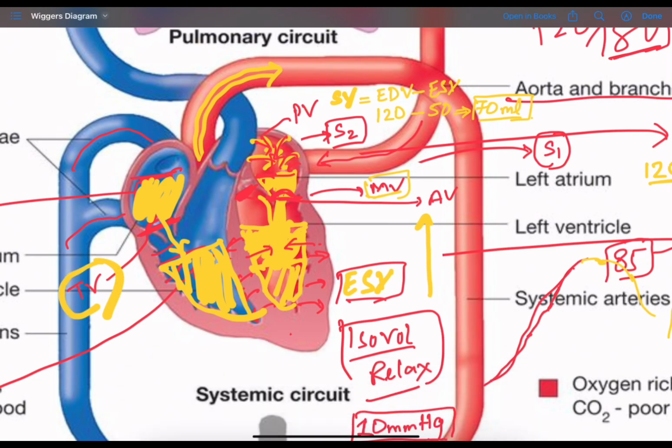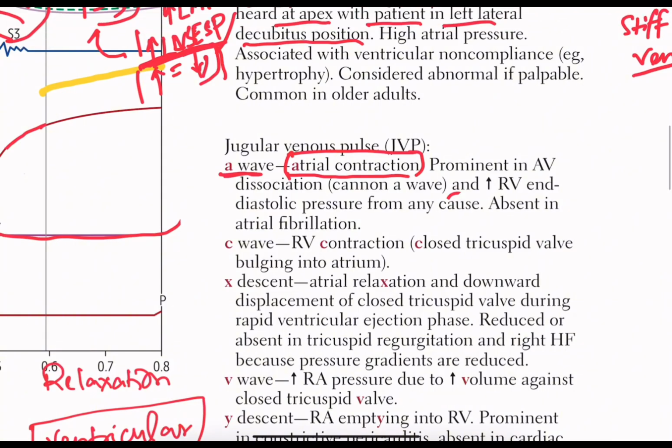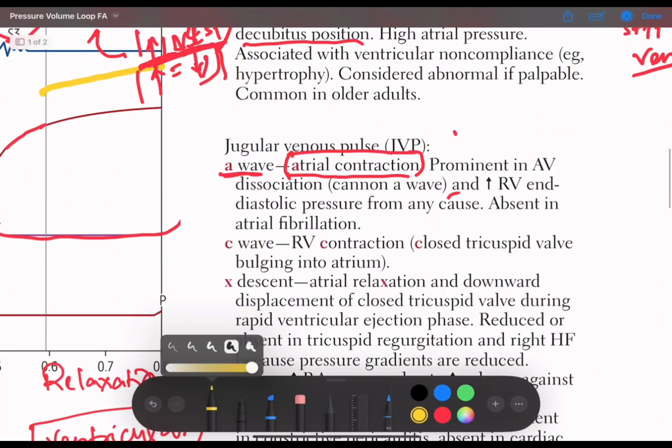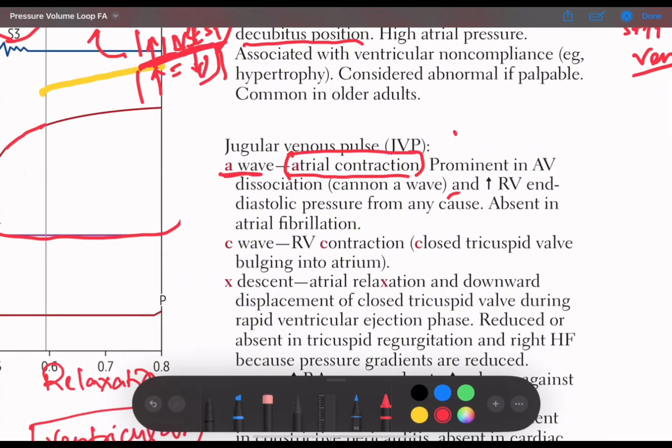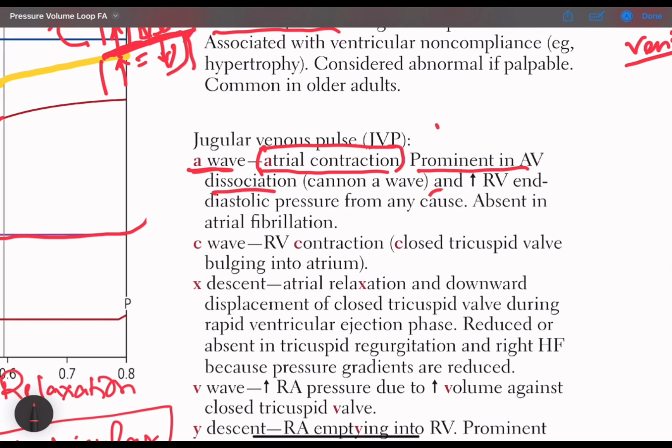So this was all about the pressure tracings. Now, A wave occurs during atrial contraction. It is prominent in AV dissociation, also known as Cannon A wave, and in increased right ventricular end-diastolic pressure from any cause, and it is absent in atrial fibrillation.